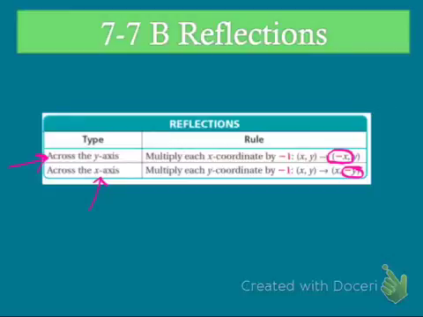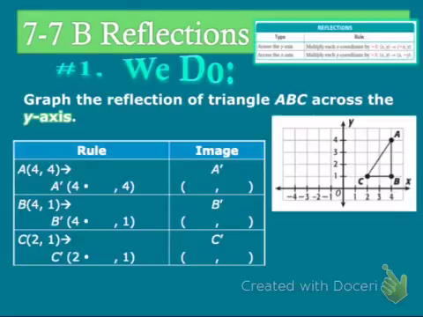So let's go ahead and start with some examples. So number 1, we've got reflections. Graph the reflection of triangle ABC across the y-axis. So if we look at our rule for our y-axis, we're going to X out this one because we're not using it. It's really hard to see because it's so little, but you've got a bigger copy on your paper. But we're going to multiply each x coordinate by -1.